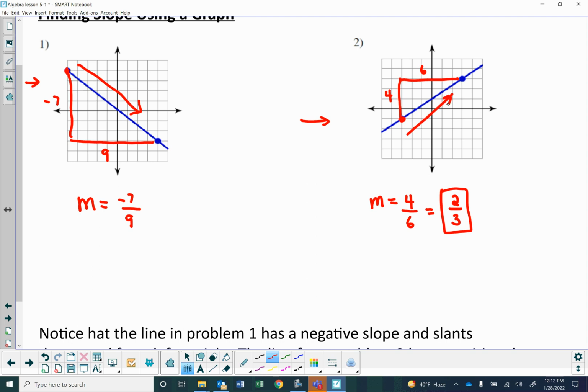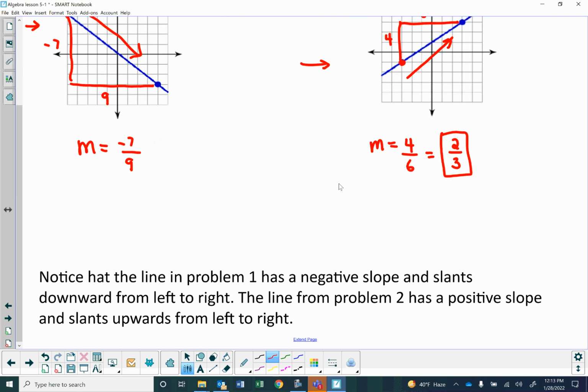Okay, so problem number 1 has a negative slope, which means it goes down and right. When you read from left to right, we're going down to the right. Problem number 2 goes up to the right as you're reading from left to right. Okay, so notice that the line in problem 1 has a negative slope and slants downward from left to right, and the line from problem 2 has a positive slope and slants upward from left to right. Okay, so this leads us to the fact that you don't want to have to graph everything to be able to find the slope. You want to be able to compute the slope without having to graph points, because what happens if the points are really, really far apart?